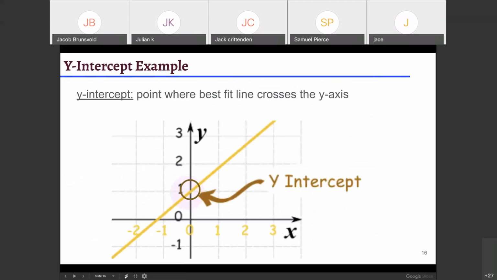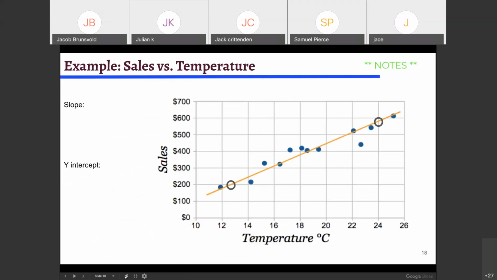Y-intercept example. So y-intercept is just where the line crosses the y-axis. So remember, the y-axis is the one that goes up and down. Wherever the line crosses, that's your y-intercept. So this one has a y-intercept of 1 because it crosses the axis right here. Okay, let's do a little bit more complicated example.